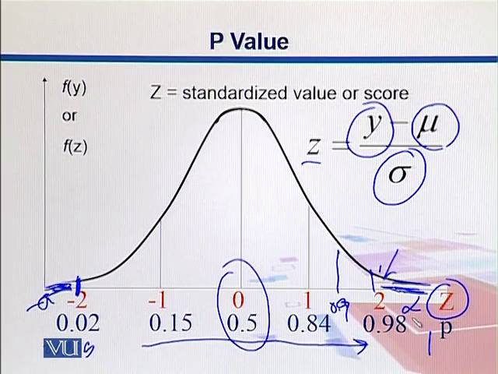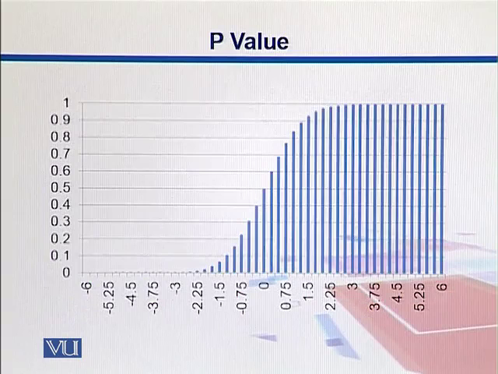So we observe some events, come up with some Z scores, and try to get the probability of those Z scores. So let's elaborate that with another curve.